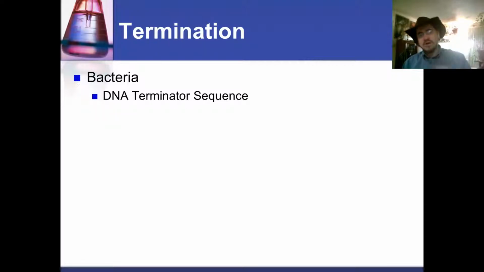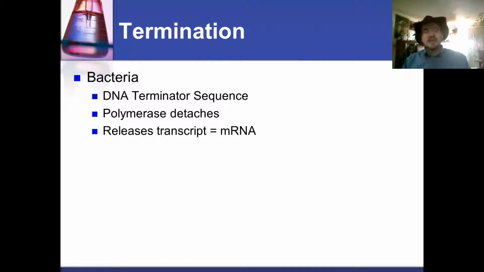Okay, or it's a couple of sequences in the DNA that tell polymerase to detach. But I kind of like the terminator sequence, right? There's a DNA terminator sequence. I'm the terminator. I will terminate the polymerase. I'm just going to shoot the polymerase off the DNA with the gun and it goes. I'll be back. Right? That's the terminator sequence. And once the polymerase detaches, the mRNA is released and it's ready for translation, the next step. So bacteria, very easy. They have the DNA terminator sequence.